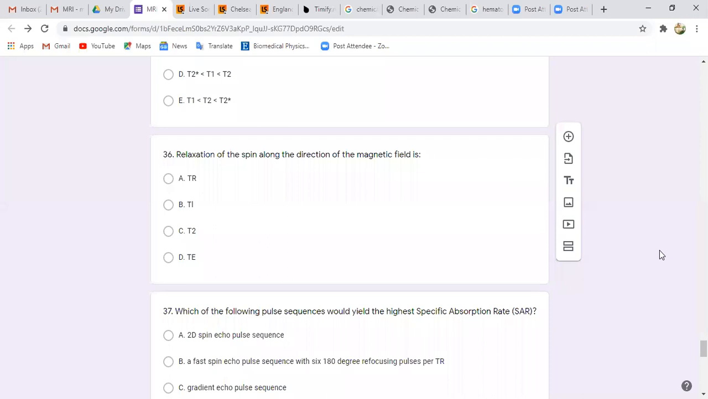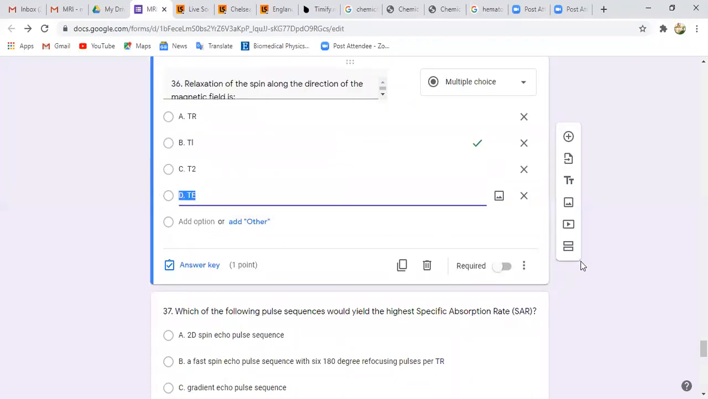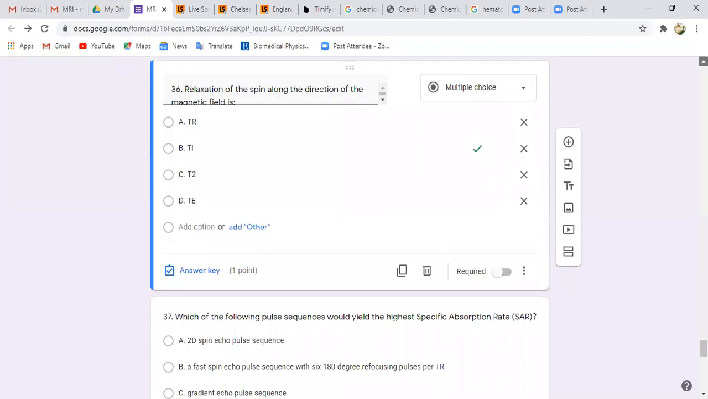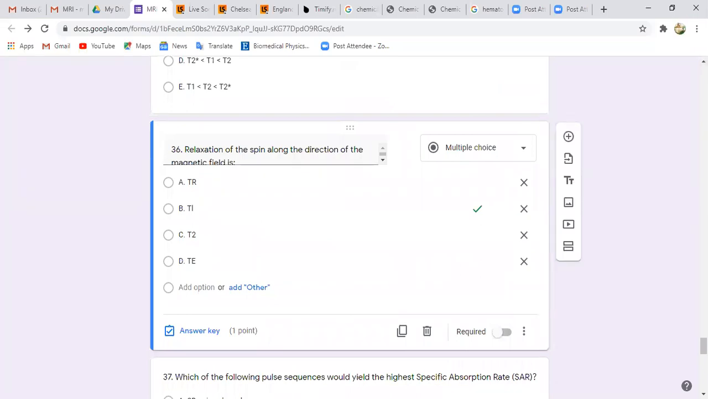Relaxation of the spin along the magnetic field is what? Sir, is B Ti or T1? I think it should be T1. I don't know how I made that mistake. It's T1, it's the answer, sir. B should actually be T1, not TI. I'm sorry for that.